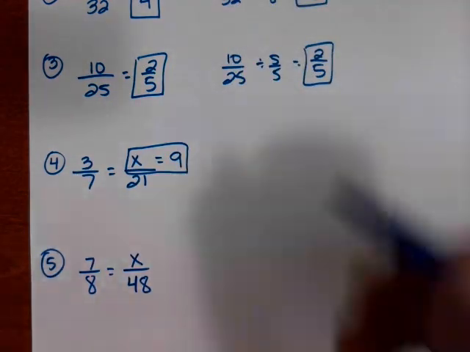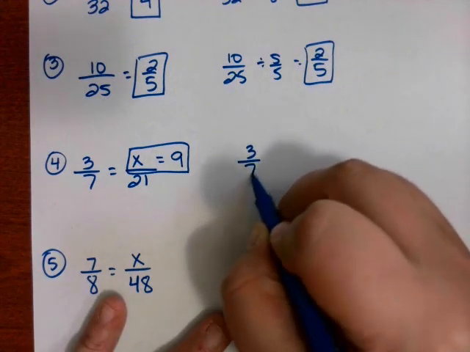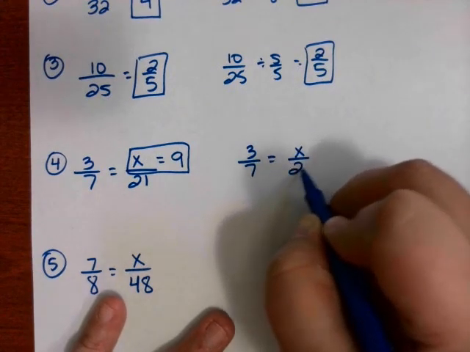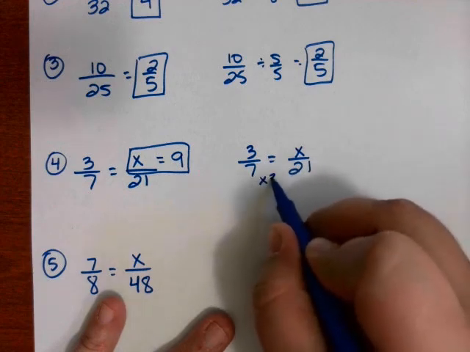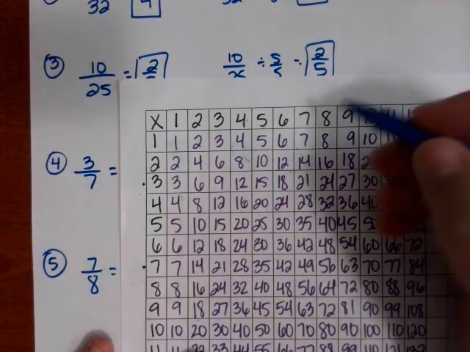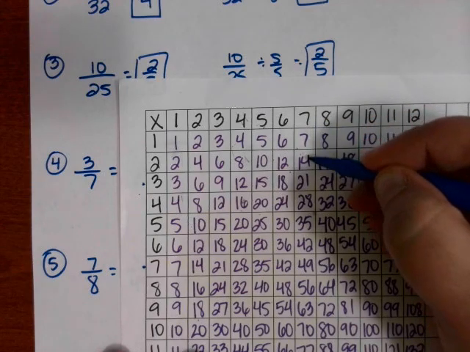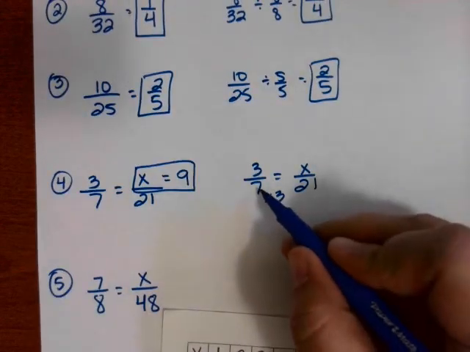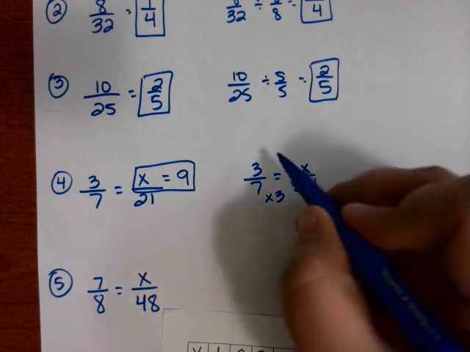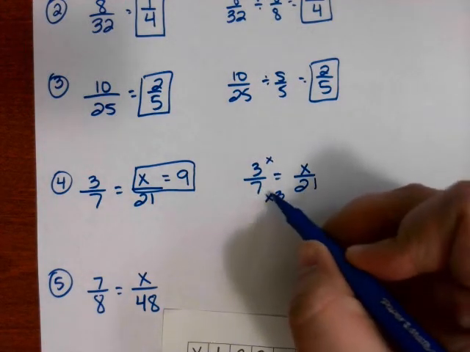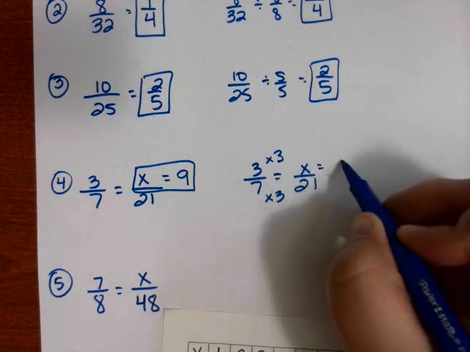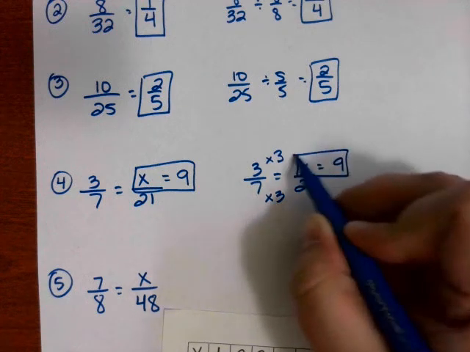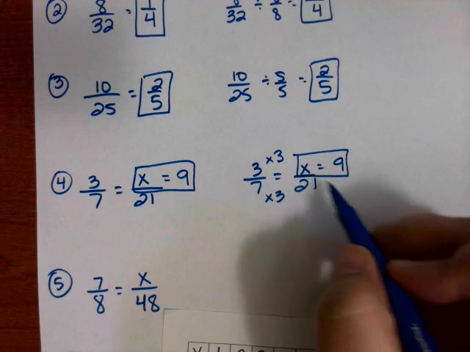Now, an alternative to this, what we could have done was 3 over 7 equals x over 21. And I could have recognized, okay, I know that 7 times 3, so 7 times 1, 2, 3 is 21. In order to keep it equivalent, I have to do the same exact thing here on top. So multiply by 3, multiply by 3. 3 times 3 gets me my answer of 9. So we're just solving for that missing variable.